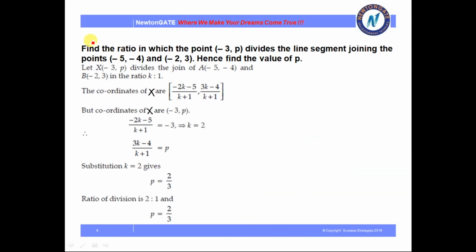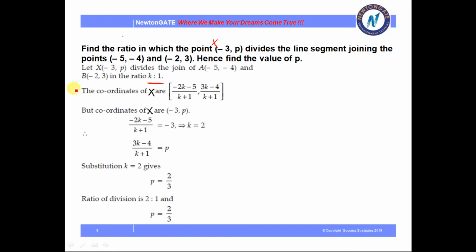Okay. This example says, find the ratio in which the point (-3, p) divides the line segment joining the points (-5, -4) and (-2, 3). So we need to find the ratio in which the point divides the line segment. We are given the point. So let's take the point as x and let's say the ratio is k is to 1, and we are also given the end points.